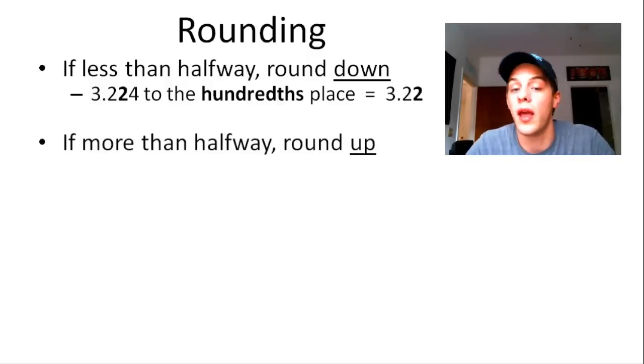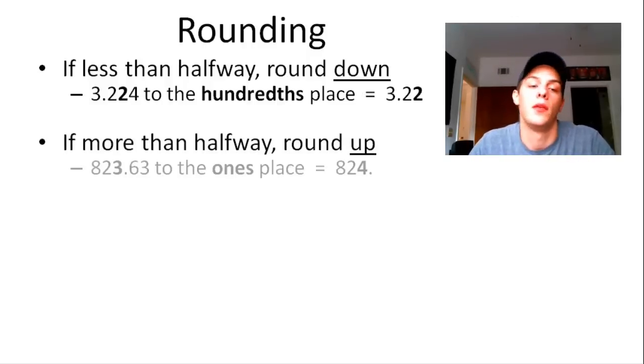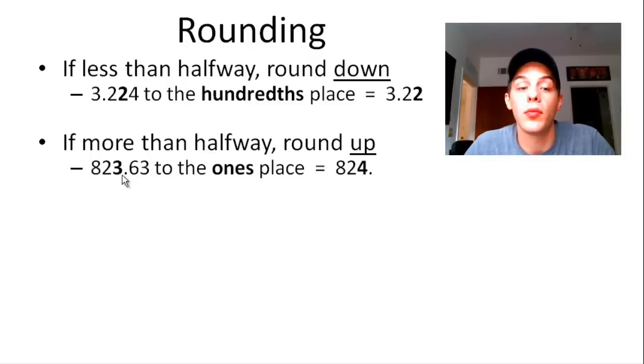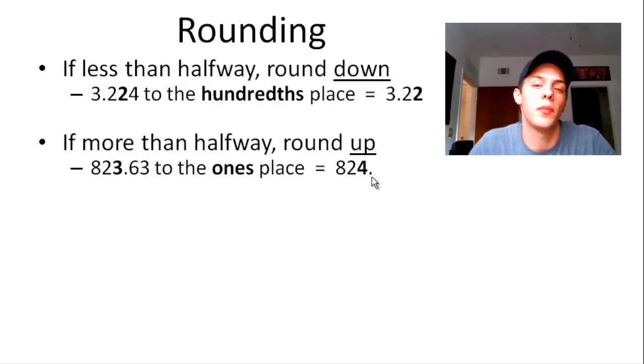Now, if it's more than halfway, you round up. So if I have 823.63, and I'm going to round that to the ones place, this 3 here in the ones place is the digit in question. Do I keep it as a 3 or do I round it up to a 4? Well, the next digit following the 3 is a 6, so we definitely know that this is more than halfway between the 3 and the 4, so we're going to round that up to a 4. Notice how I kept the decimal point there.